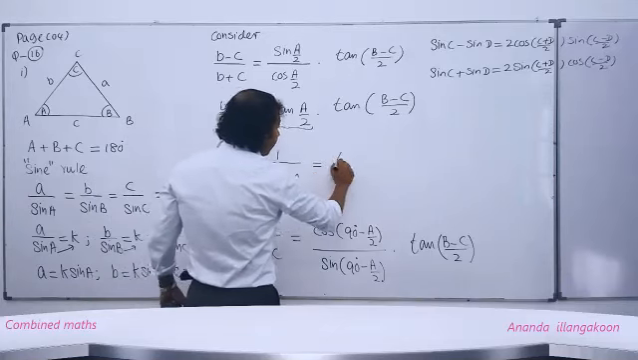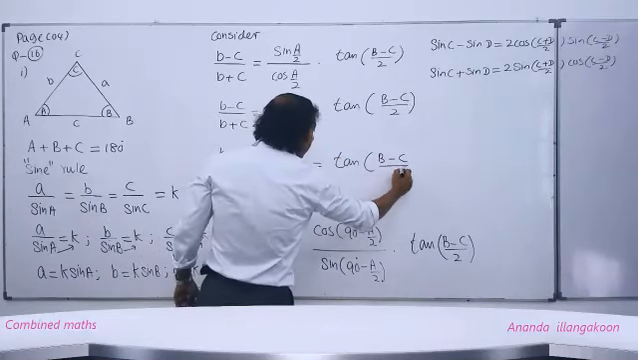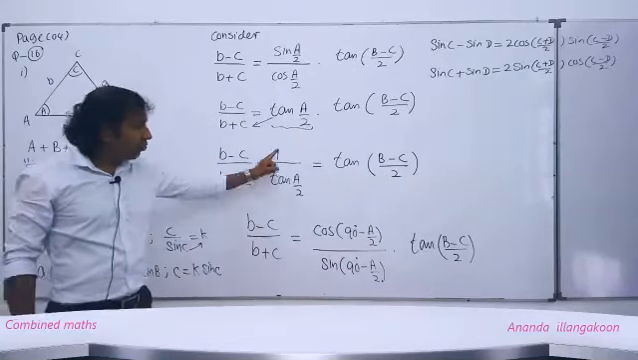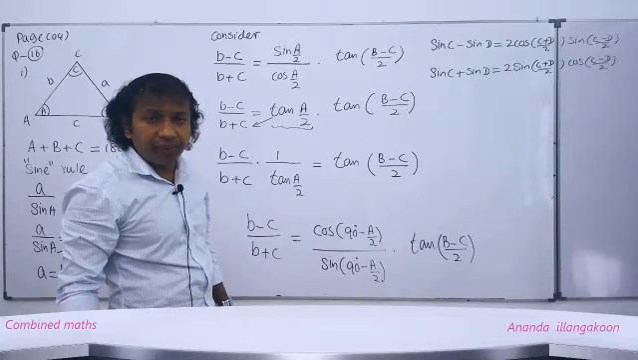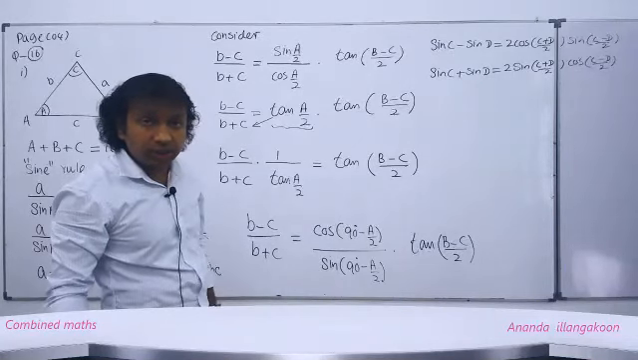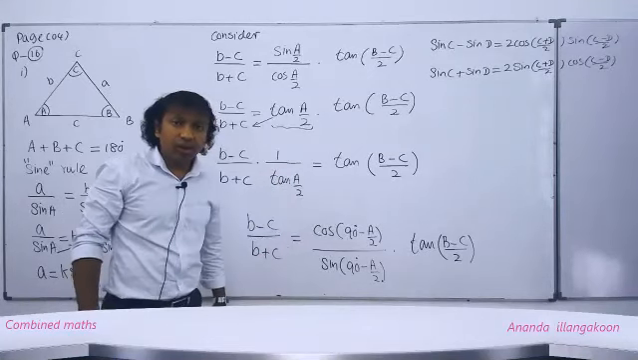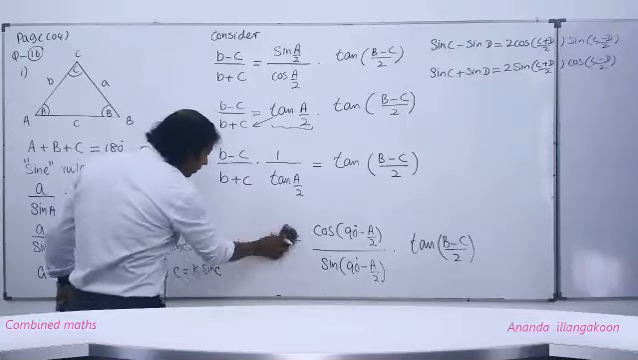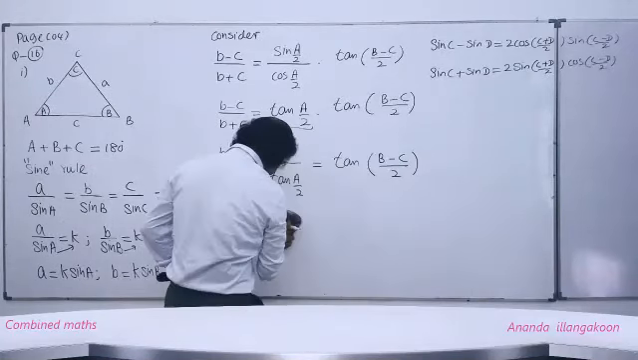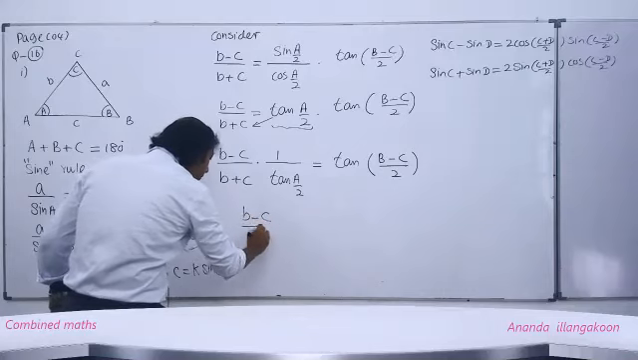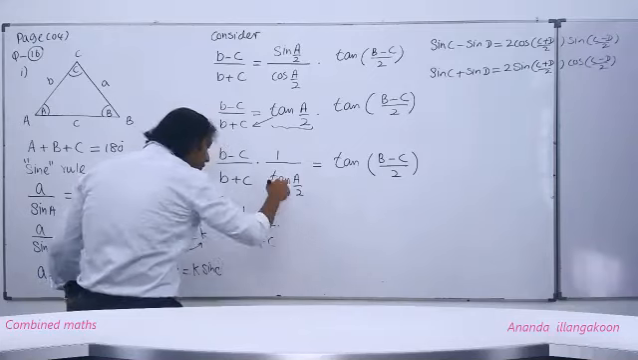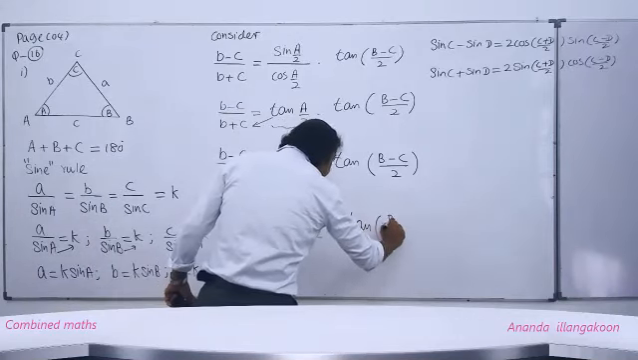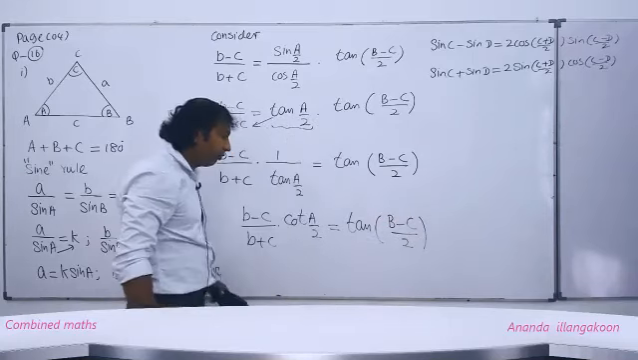Equals now tan (B minus C) divided by 2. Okay. People, what is 1 upon tan? 1 divided by tan, we know, people, it is cot. Then what is 1 upon tan A divided by 2? Cot A by 2. Cot A by 2. Understand? Therefore, we get this result now like this: (B minus C) divided by (B plus C). This is 1 upon tan is equal to cot A by 2 is equal to tan (B minus C) divided by 2. Okay, now see what has happened.